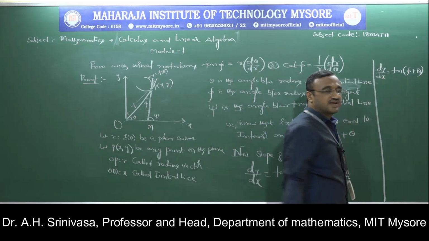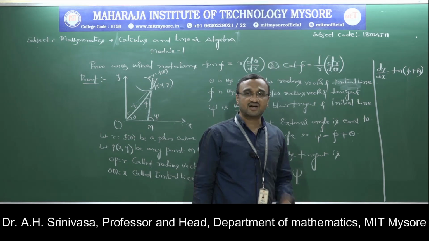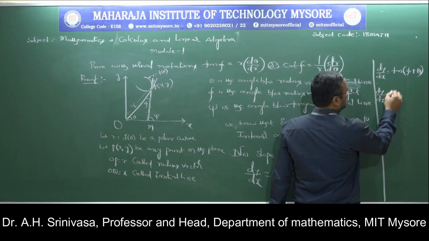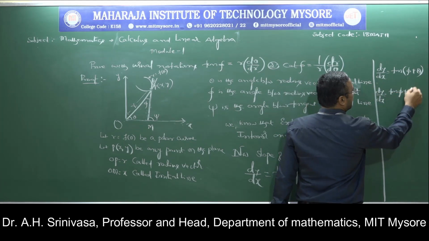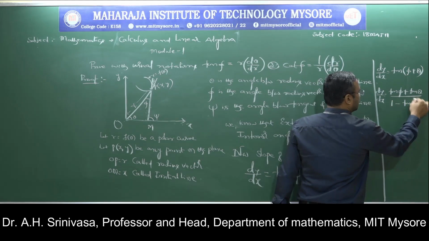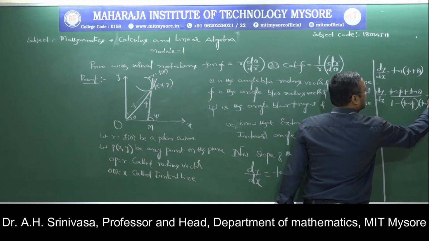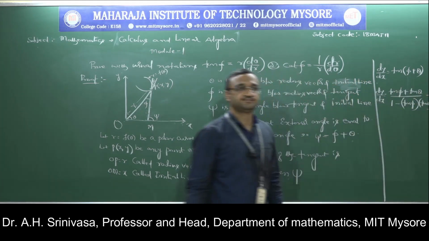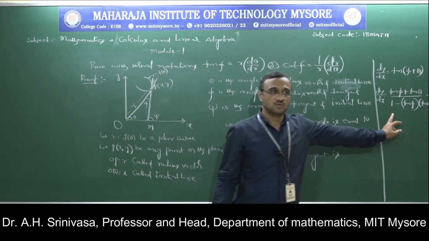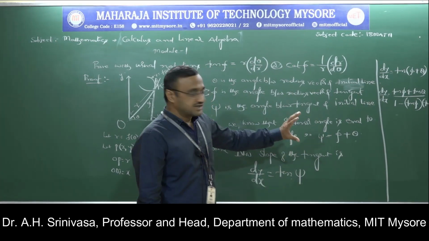Now it is exactly in the form of the tan A plus B formula. You have to use the tan A plus B formula, that is tan A plus tan B divided by 1 minus tan A into tan B. That is dy by dx equal to tan phi plus tan theta, all divided by 1 minus tan phi into tan theta. Now call this equation number 1.